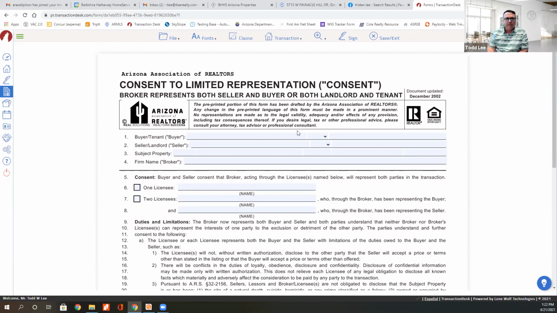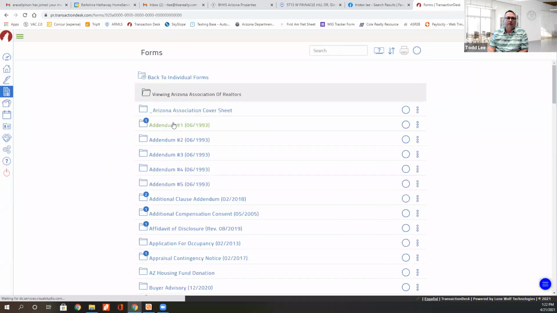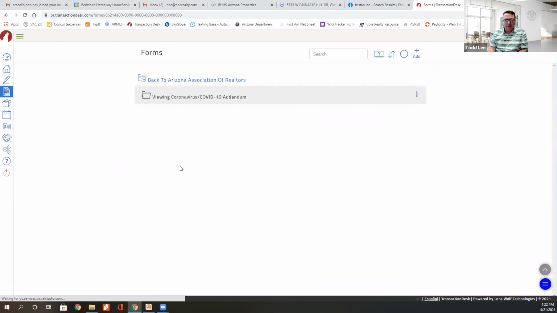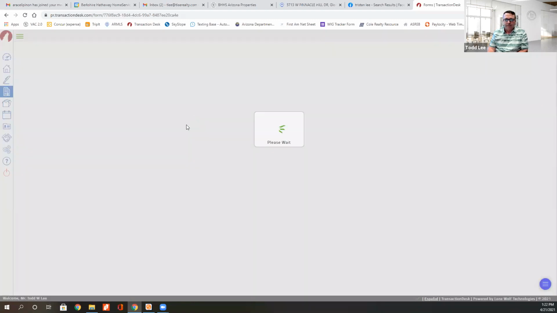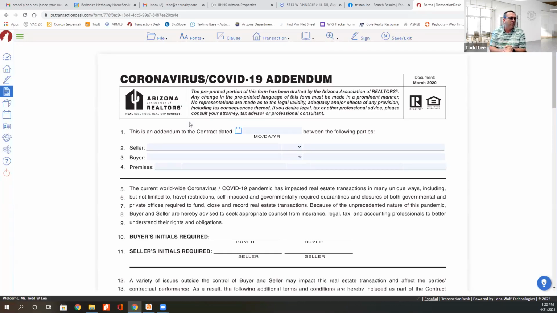Okay. Next, we're going to go to the coronavirus addendum. This one I'm hoping we will be stopping using completely before very long. Has anybody used one of these forms in any of your contracts?